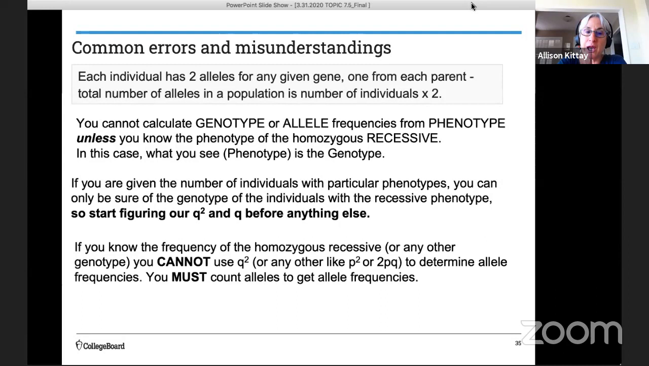So start by figuring out Q squared and Q before anything else. You cannot start knowing the phenotype of the dominant, because you don't know if it's homozygous dominant or if it's heterozygous. And I hope that makes sense. So you cannot use Q squared or any other, like the P squared or the 2PQ, to determine the allele frequencies. You have to count the alleles to get allele frequencies.